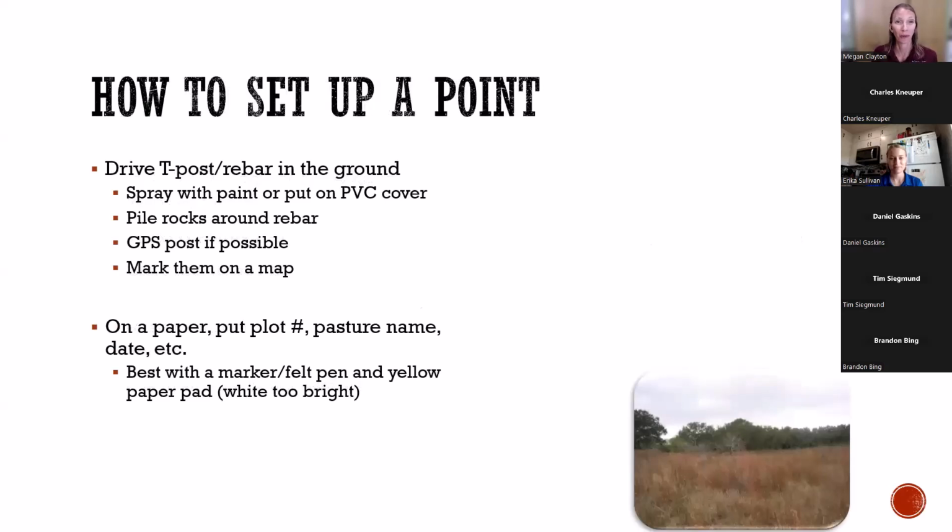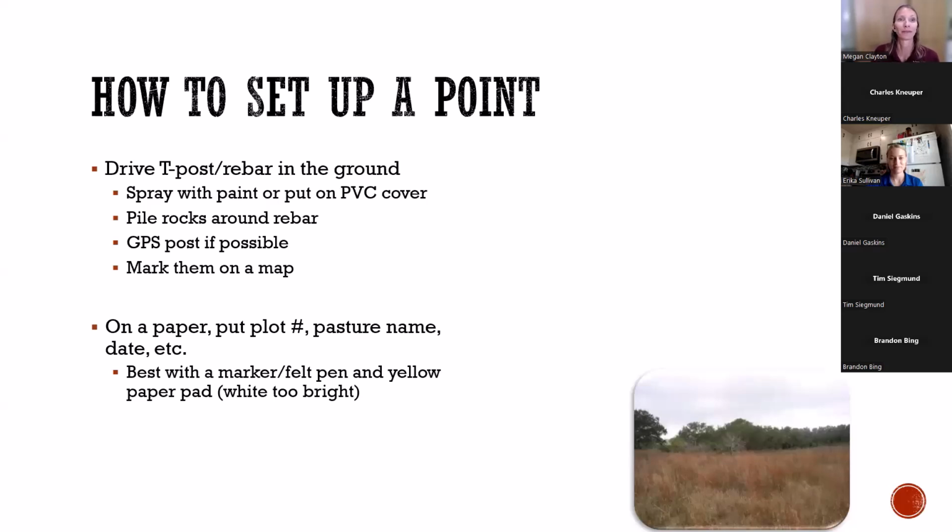So how would you set up a point? Once you decide kind of where your area is that you're going to consider one ecological site or one range area, you're going to set out some points that are easy to get to and representative. And then you're going to go to those locations and you're either going to put a T-post in the ground, or if that is simply impossible because of the type of soils or rock that you have, consider using rebar instead. We're going to want to mark these things in some way.